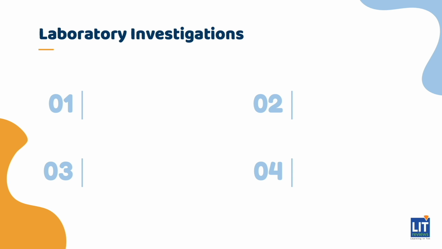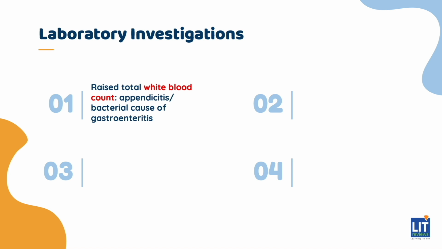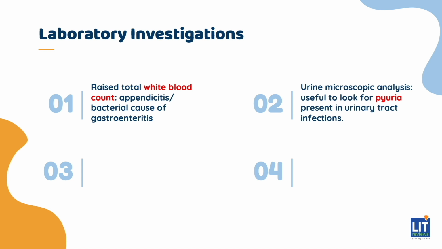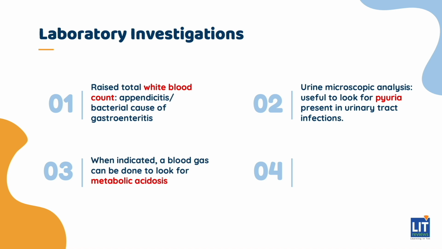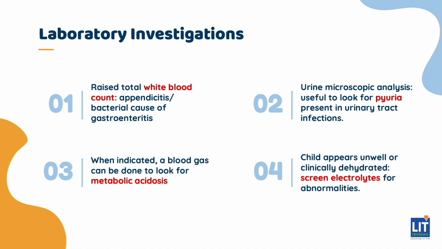Moving on to investigations, a raised total white blood count points towards appendicitis or a bacterial cause of gastroenteritis. A urine microscopic analysis is useful to look for pyuria, which would be present in urinary tract infections. When indicated, a blood gas can be done to look for metabolic acidosis. If the child appears unwell or is clinically dehydrated, electrolytes should be screened for abnormalities.